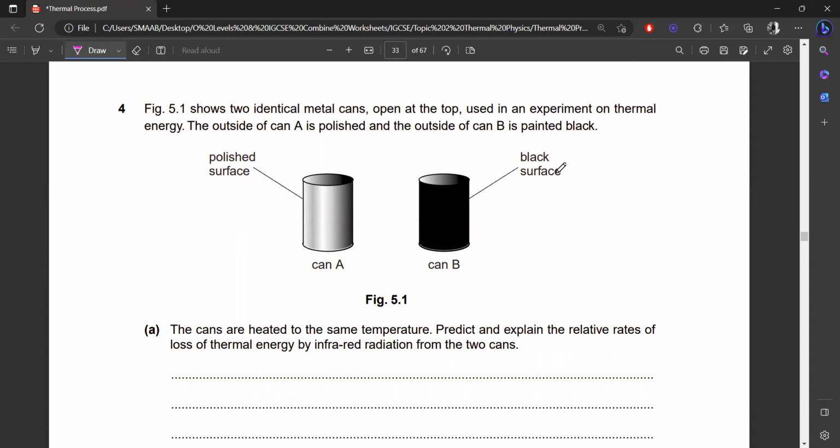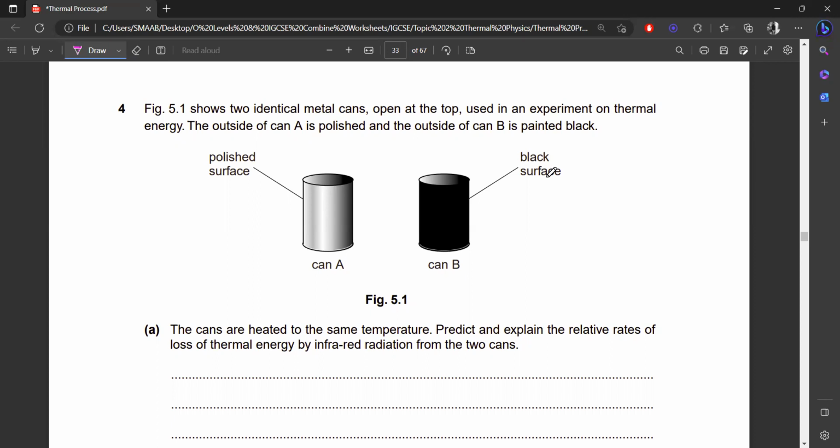Can A or B lose more thermal energy? Okay, the cans are heated. Predict and explain the relative rates of loss of thermal energy by infrared radiation from the two cans. So which can will lose heat more quickly, A or B? A? A will lose heat very quickly.